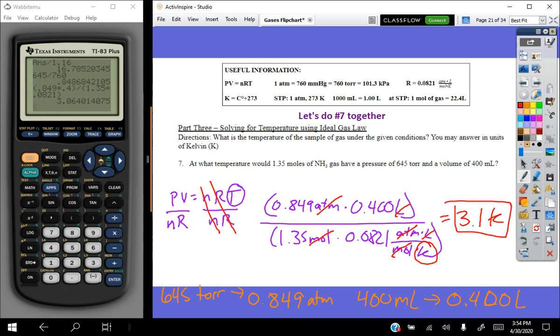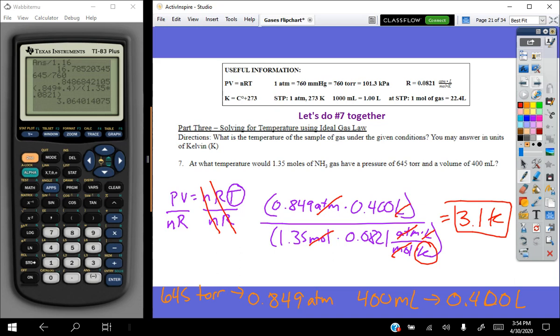Now that's a very, very low Kelvin temperature. I just made up some random numbers, so I apologize. That is a very, very low temperature. That's almost at absolute zero. Very, very cold, but the method still works, okay? Go ahead and try 8 and 9 on your own. Pause the video now.